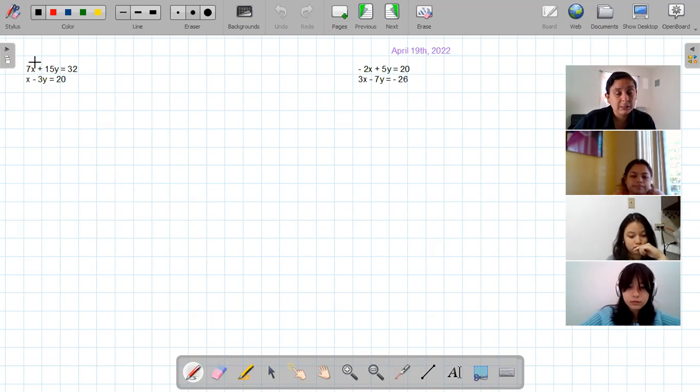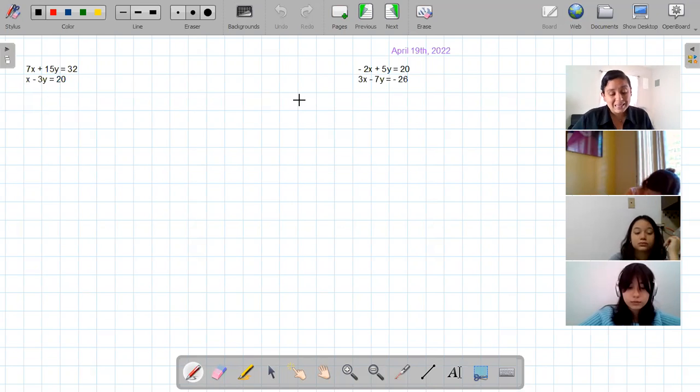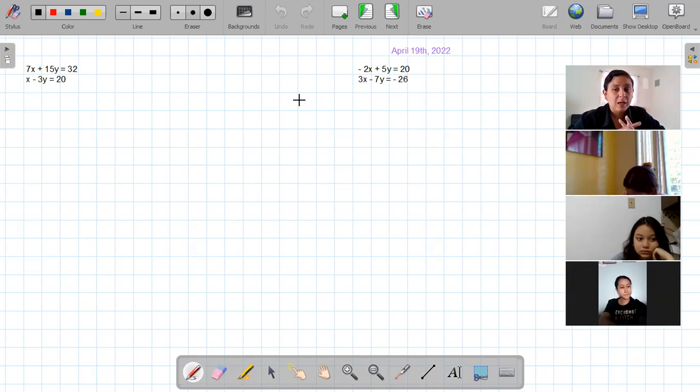So we got 7x and x. Both are positive. One is 7, one has an invisible 1. We got 15y positive and negative 3y. So what variable is easier for us to eliminate? What variable do you want us to eliminate, or which one do you think is easier to eliminate? After you choose, I will give you a little tip.